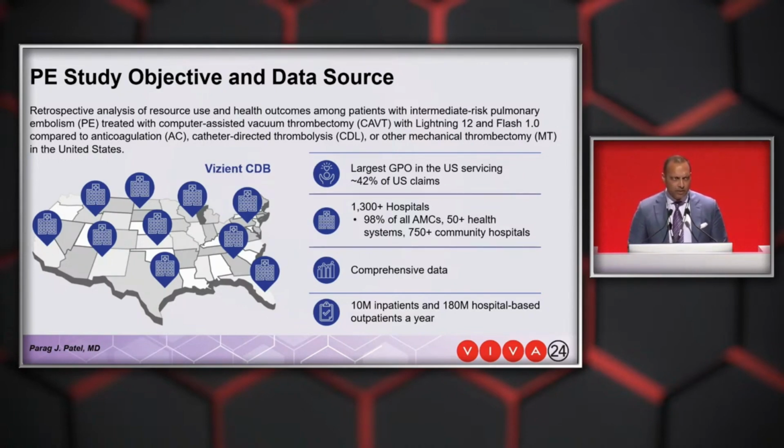A brief word about the Vizient clinical database for those that aren't aware. This comes from the Vizient GPO, which is the largest group purchasing organization in the US and accounts for approximately 42% of all claims, and encompasses over 1,300 hospitals, nearly every academic medical center, over 50 healthcare systems, and over 750 community hospitals. It can provide comprehensive data, specifically administrative billing data and clinical resource utilization data, and accounts for a significant number of inpatients and outpatients each year.